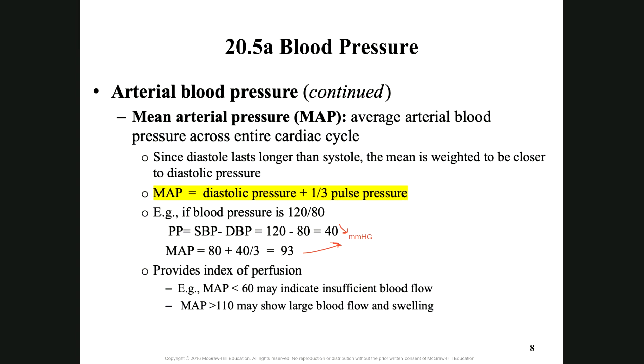If the mean arterial blood pressure is less than 60, it can show us we don't have enough blood flow in different parts of our body. And if the mean arterial pressure is more than 110, it shows us we have a large amount of blood in one part of our body, and it causes swelling and edema at that part. So the normal range of our mean arterial pressure should be between 60 to 110. And in the example which we have here, we have 93, and it's completely normal.